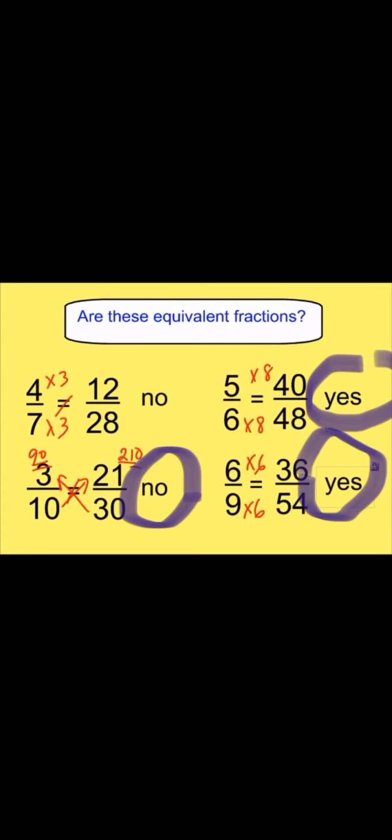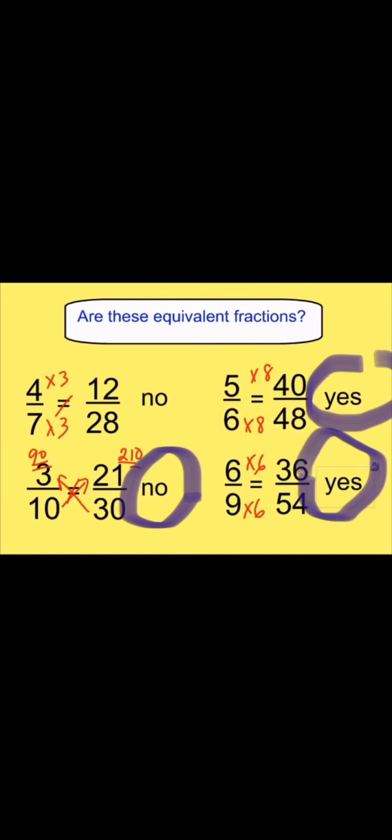the answer for the 3 out of 10 and 21 out of 30 is no, because the 3 will multiply it by 7 to get 21, and if you multiply the 10 by 7, you'll get 70, not 30. So it's not. And the last exercise, you know that the 6 changed into 36 by multiplying 6.